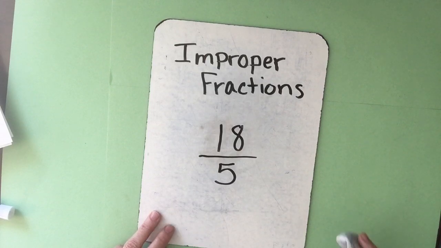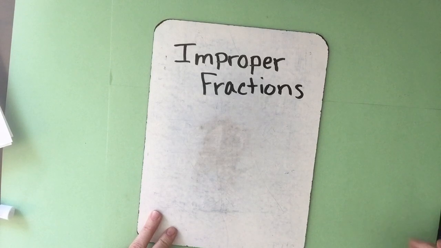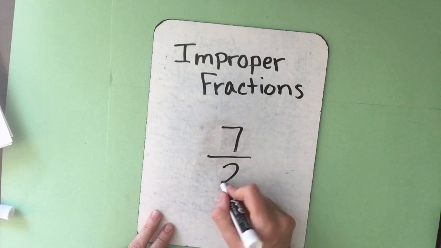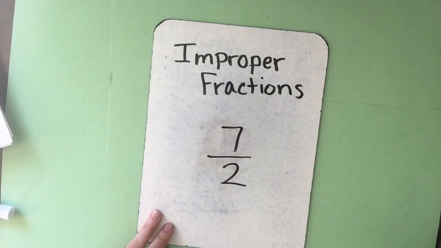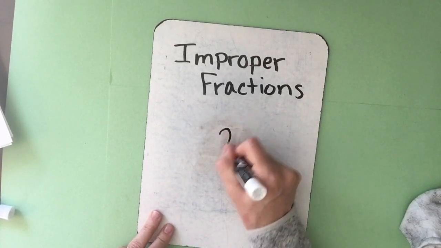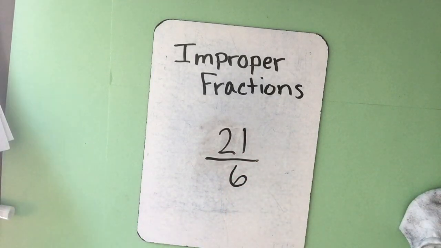Okay, very good. Next one I want you to write is 7/2. And the last one is 21/6. Write down 21/6 as an improper fraction. 21/6. Very good. Hopefully all of this is ringing a bell for you.